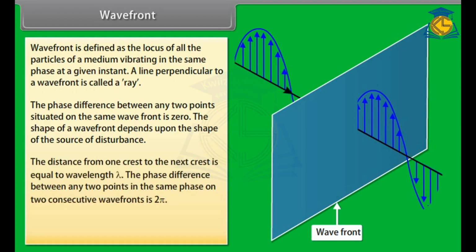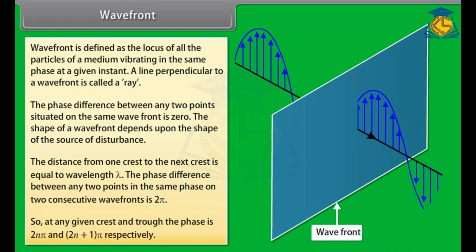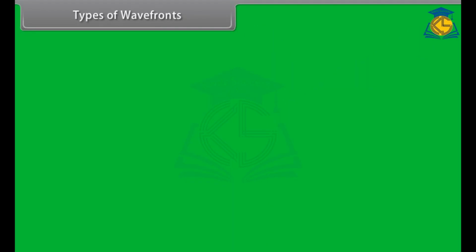The distance from one crest to the next crest is equal to wavelength lambda. The phase difference between any 2 points in the same phase on two consecutive wave fronts is 2 pi. So, at any given crest and trough, the phase is 2n pi and (2n plus 1) pi respectively, where n is an integer.